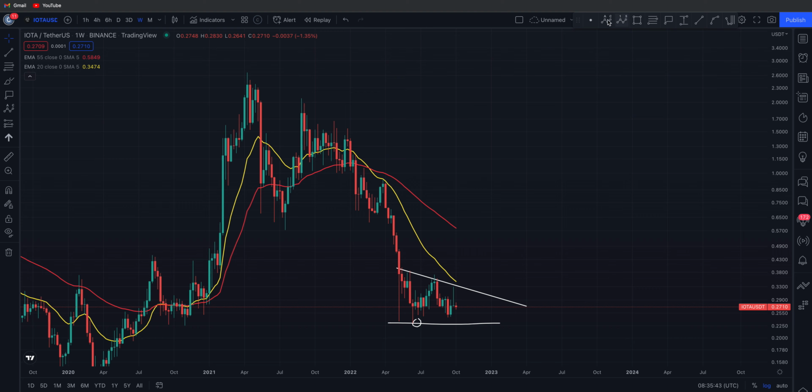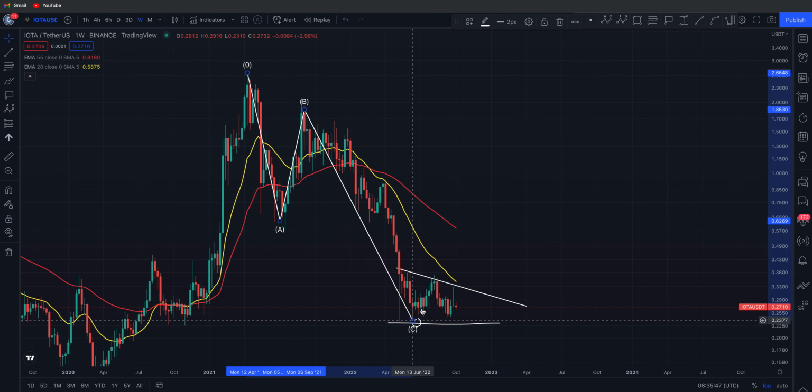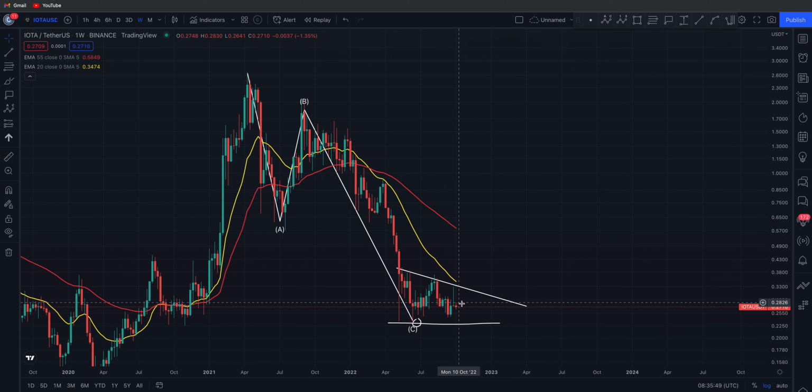But I think potentially that this is over, because you've got this A, you've got this B, the lower high, and then you've got this large C wave. Right now you're forming a structural bottom, you're looking to break out. If you close above the weekly 20 EMA, you're getting a retest at the 55.